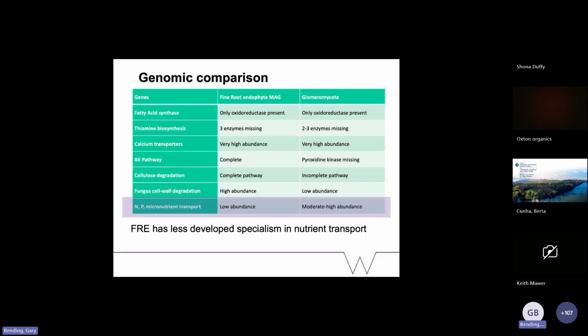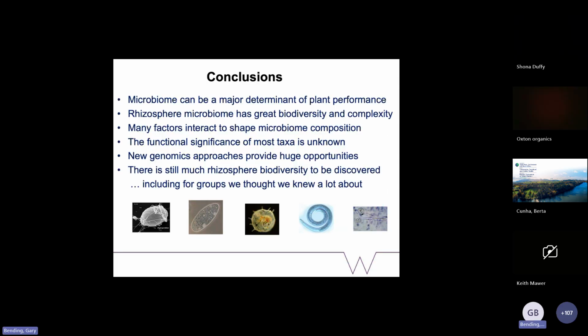And they also have, remarkably, a low abundance of transporter genes. So although we think of Glomeromycota as being involved in transport of nutrients, there was no particular genomic signature of fine root endophytes to suggest that they do this. So less developed specialism in nutrient transport. So that's the end, really.